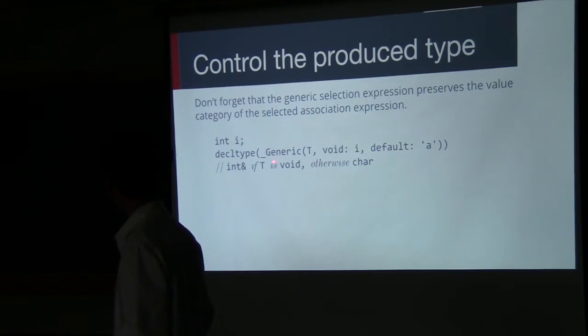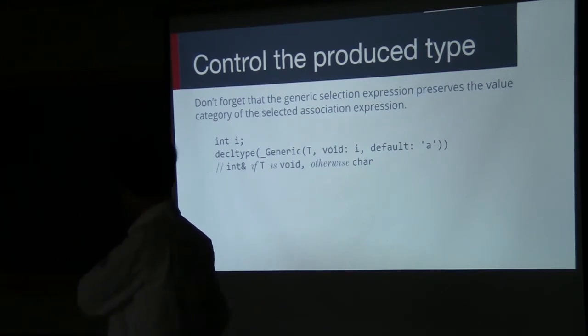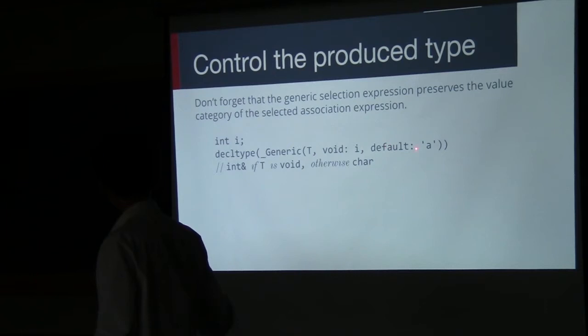Oh, this is just what I told. It preserves this value category. The value category can be anything. Like if you put an L value, PR value here, L value somewhere else, you can get the exact value category of any selected types. So you can see that this is not replacing itself with a selected type syntactically. It has its semantics. It's a true expression.